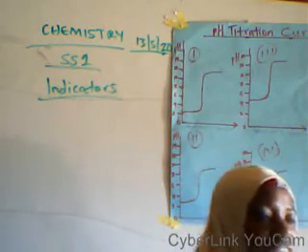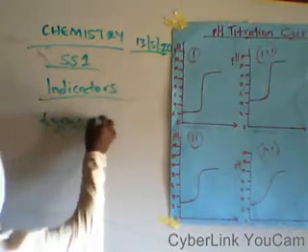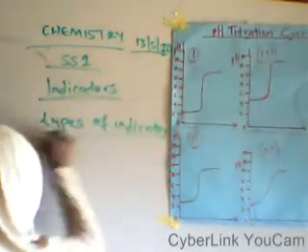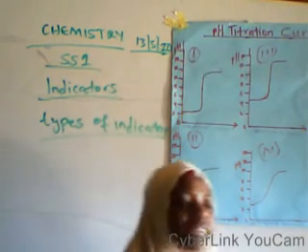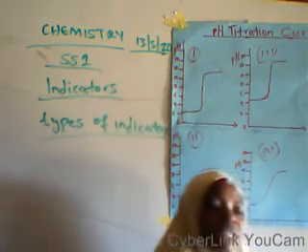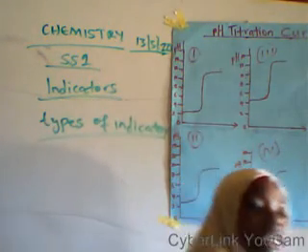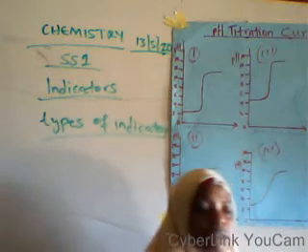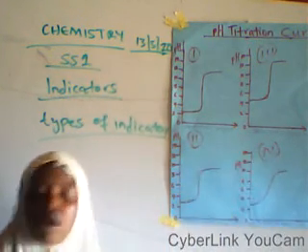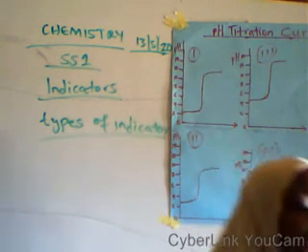Now, types of indicators. We have different types of indicators. Litmus paper is an indicator. Phenolphthalein is an indicator. Methyl orange, methyl red. They are all examples of indicators, etc. The next thing we are going to look at is common indicators and their pH range.